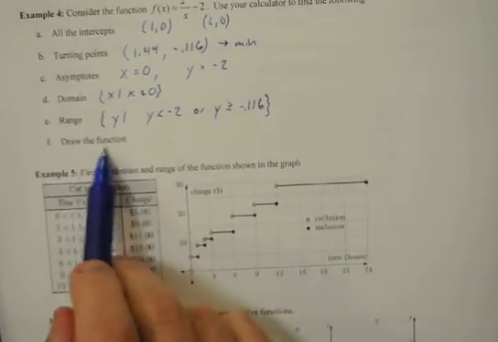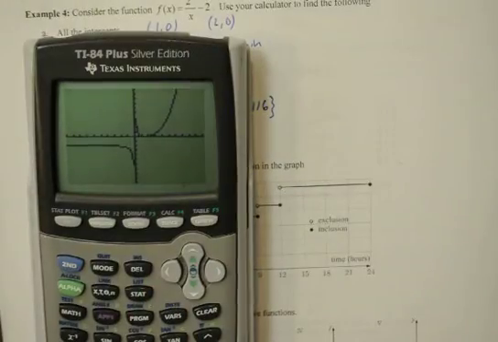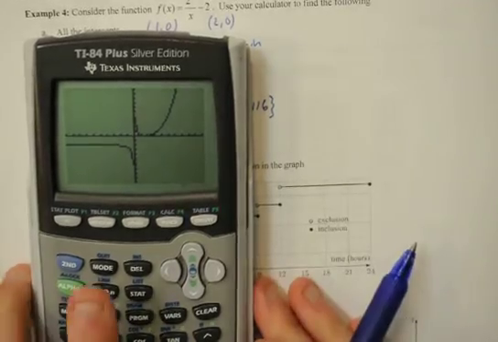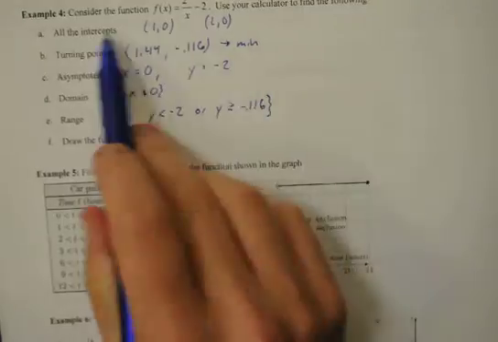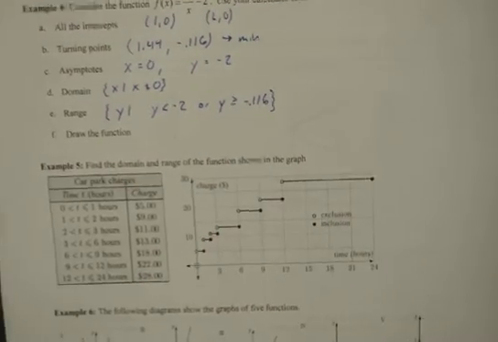And it says draw the function. So I'm not going to do that right now. You can do that on your own, but you'd have to draw, label your axes, and put all of this information on your graph.